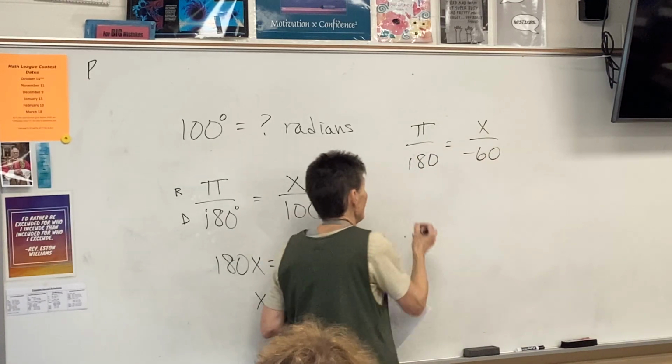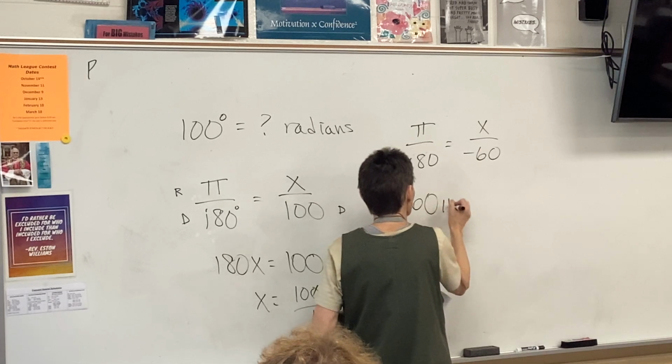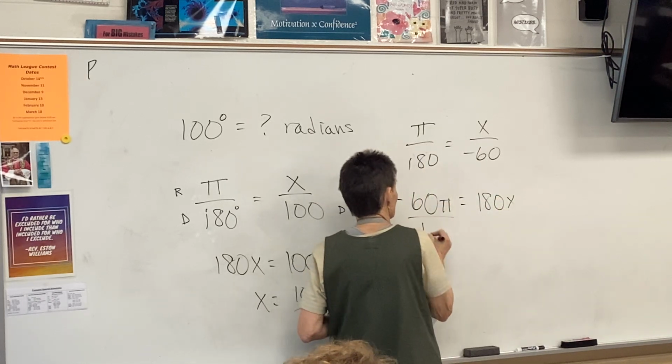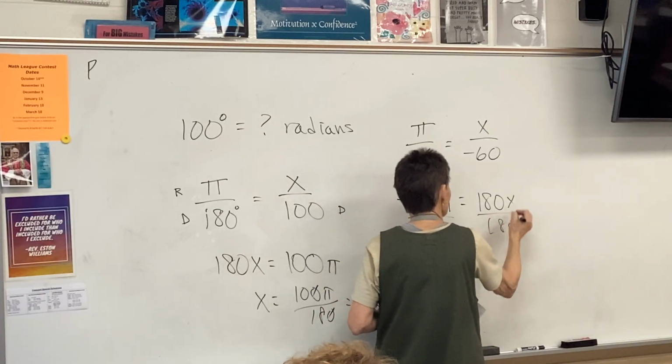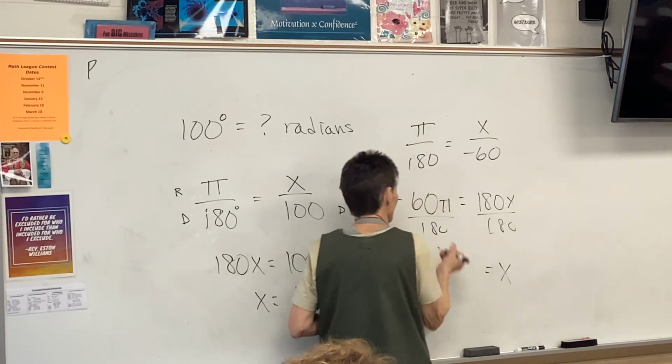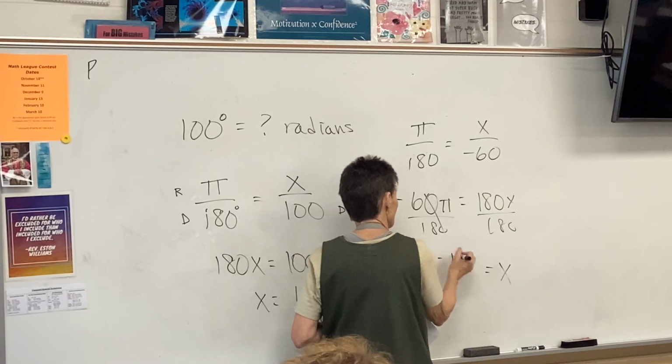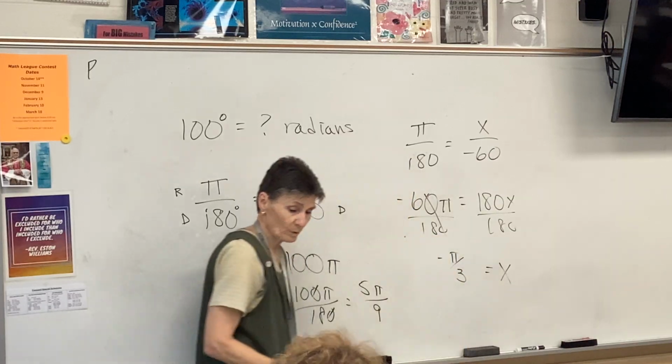So then I'll cross multiply. Negative 60 pi equals 180x. I'll divide by 180. So it looks like my answer is negative. Did you get pi over 3 when you reduced it?